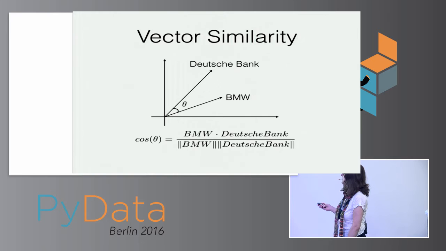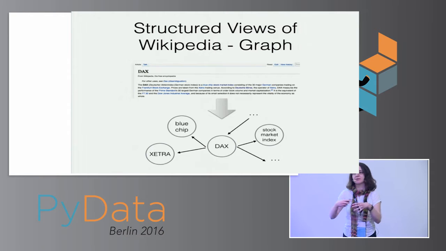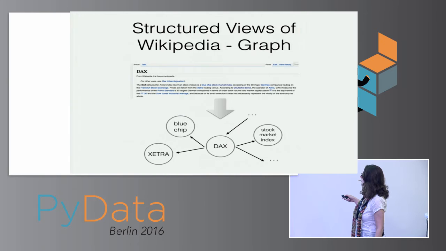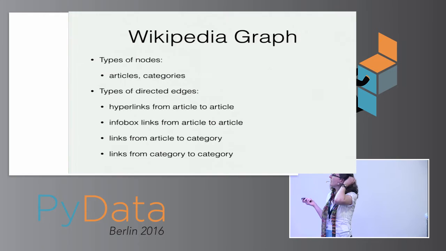The other way of looking at Wikipedia is, let's assume that from Wikipedia we can construct a big graph. Now we are going to have our concepts as nodes, and these nodes are going to be interlinked. So what kind of nodes can we have? Well, we can have the articles, and we can also have the categories. And then for the links, there's quite a variety that we can choose from.